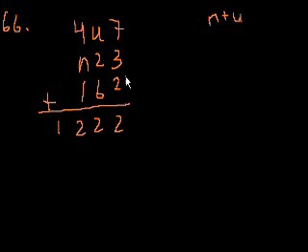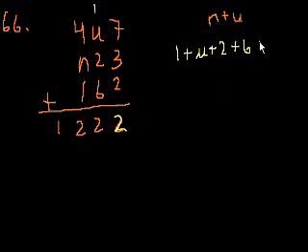So the best thing to do is just try to work these out and see what happens. So 7 plus 3 is 10, plus 2 is 12. So you would write a 2 here, which they already wrote, and carry a 1. And now we have 1 plus u. Let me write this down. 1 plus u plus 2 plus 6 is equal to, well, it's either going to be equal to 2 or some digit and a 2.